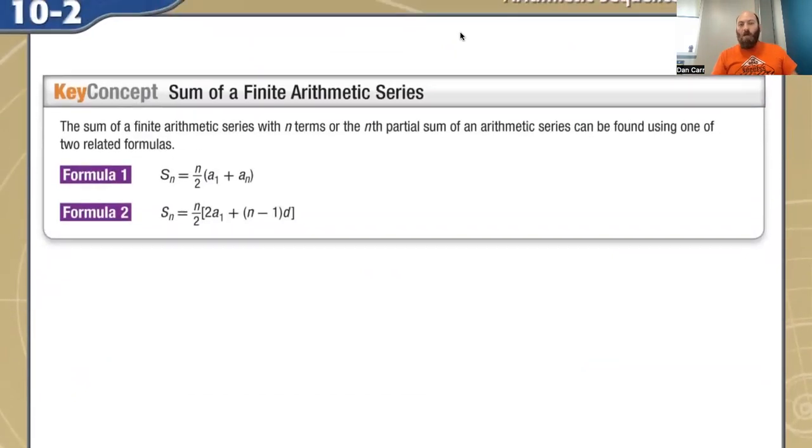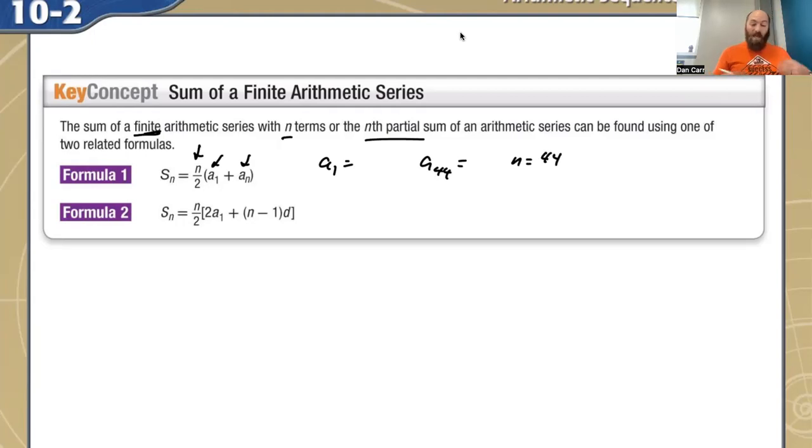So we have two formulas that we can use for this. The sum of a finite arithmetic series with n terms, or the nth partial sum of an arithmetic series, can be found using one of these two related formulas. We have n, a sub 1, and a sub n. This formula you would use if you know what a sub 1 is equal to, let's say a sub 44 is equal to, and then you know that n is 44. So you know these three pieces of information, and you can plug it into the formula.